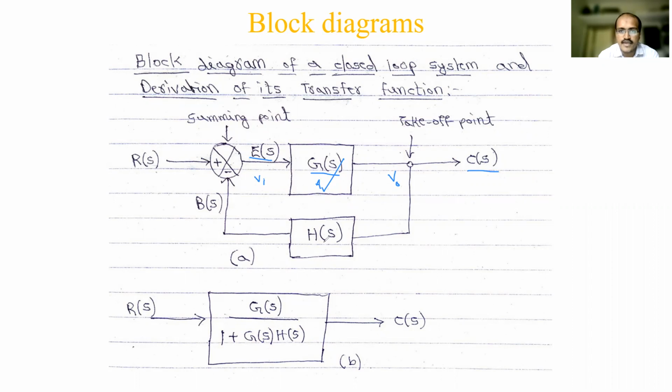Similarly, B of S is nothing but H of S into what is the input? C of S to this block, right? H of S into C of S. Similarly, what is E of S here? It is a summing point over here, so you have to carefully denote the sign. E of S is plus R of S, and here minus is there. This is called negative feedback, I told you. So it is R of S minus B of S. All these small terminologies you should know, and then you have to substitute them. You will get the simple derivation.